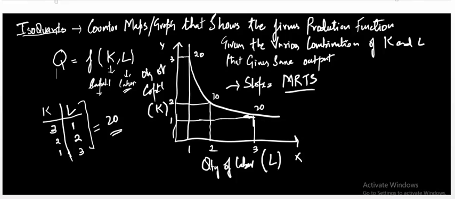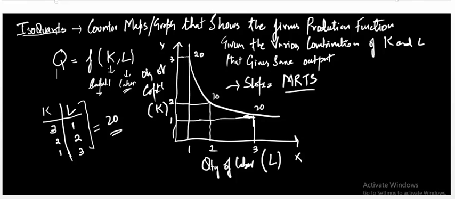So similar to the indifference curve, it shows the combination of different factors, that is capital and labor, in such a way that I get the same amount of output, and its slope is equal to the marginal rate of technical substitution, where we substitute labor for capital. In this sense, the isoquant simply shows us the combinations of capital and labor that give the same level of output.